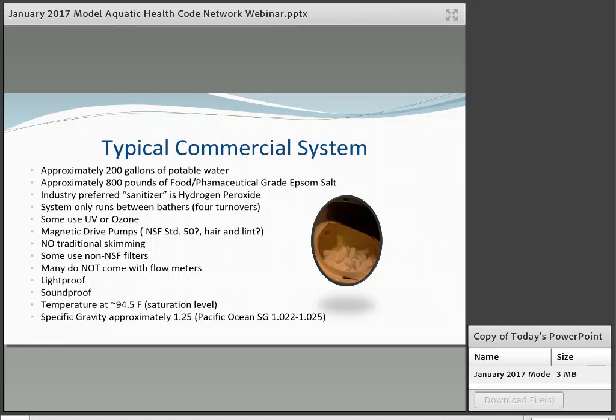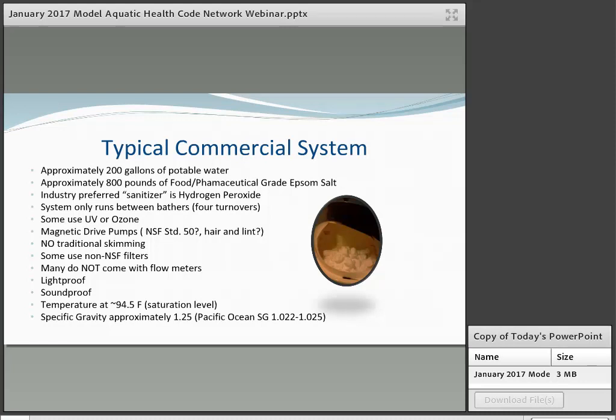Some systems, and I do not know a percentage, run between bathers, and we required 4 turnovers. I've seen some other literature today even that's talking about different turnovers. But for the State of Washington, we stuck with 4 turnovers to stick with the traditional Gage-Bidwell equation that has been used in the pool industry for 100 years or so. Some existing systems use UV or ozone systems as well as peroxide. Industry does not like chlorine or bromine because of the potential disinfection byproducts. And being an enclosed space, it's a valid concern in my opinion.